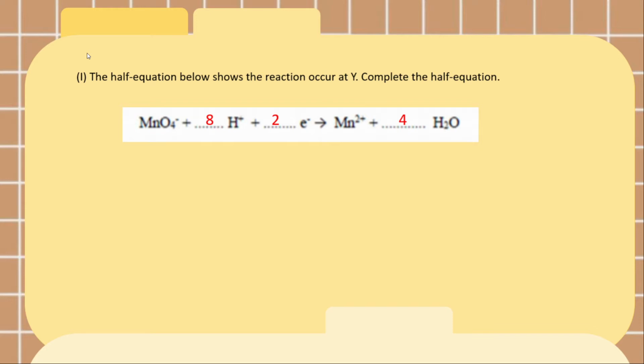Why do we put 4 in front of the H2O? Because when we multiply H2 by 4, we have 8H, so it equals the left side's 8H. O multiplied by 4 gives O4, and it equals the left side of the equation, O4. And why do we put 2 in front of the e? Because at the left side we have Mn. When we add 2e, it becomes Mn2+ at the right side of the equation.